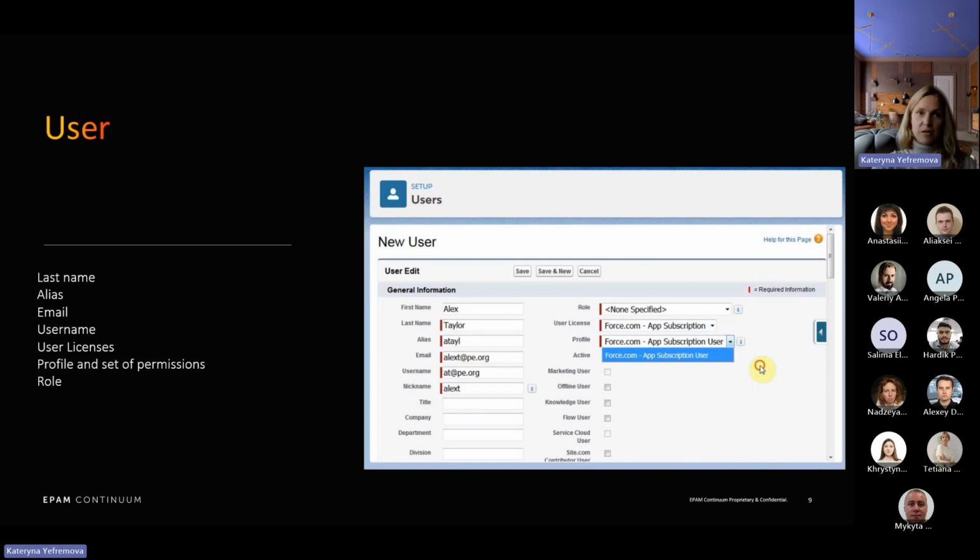So all this is managed by roles. And if you set up roles in Salesforce correctly, and the hierarchy correctly, you kind of measure who would see what.